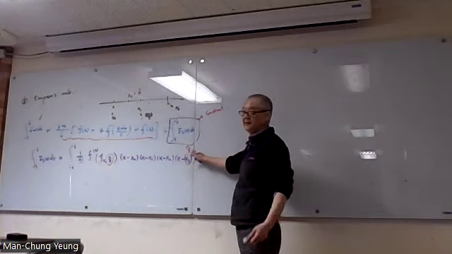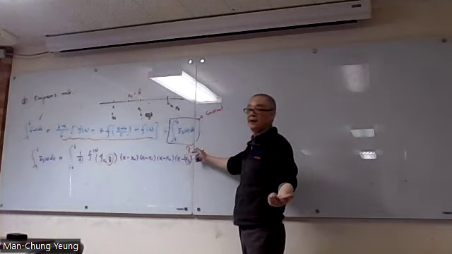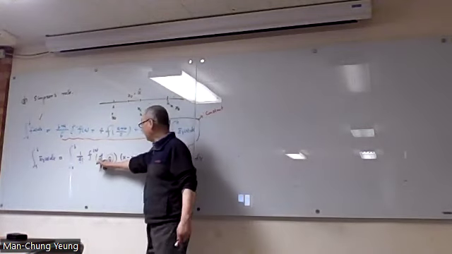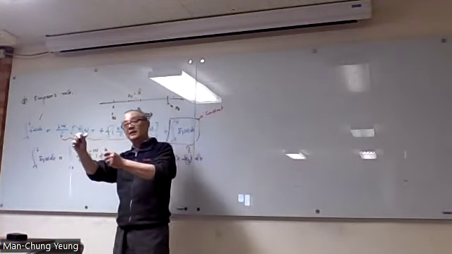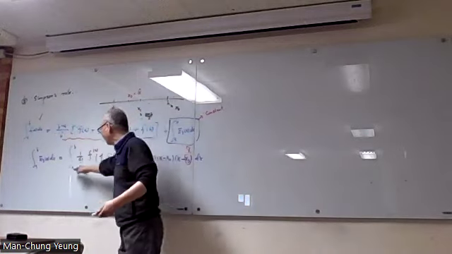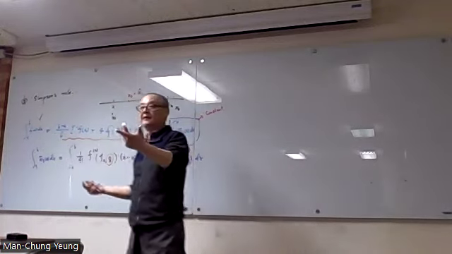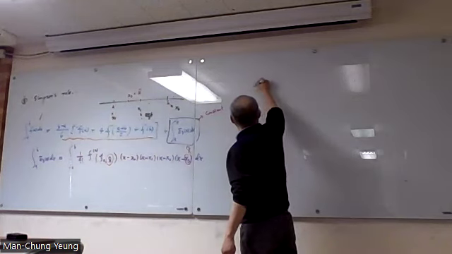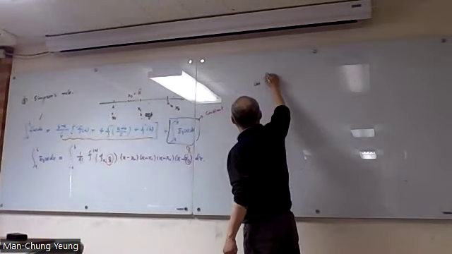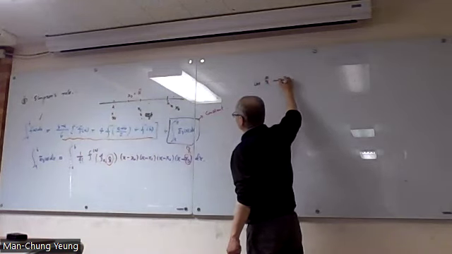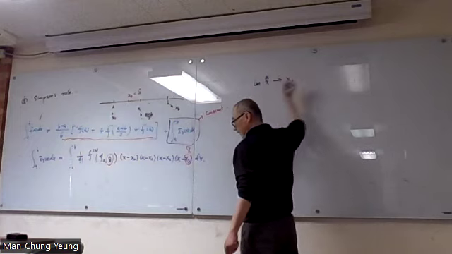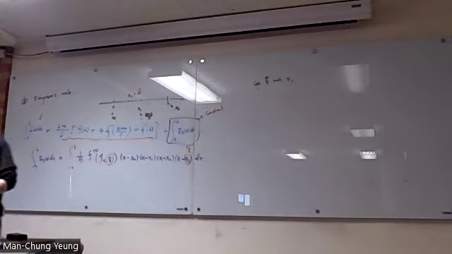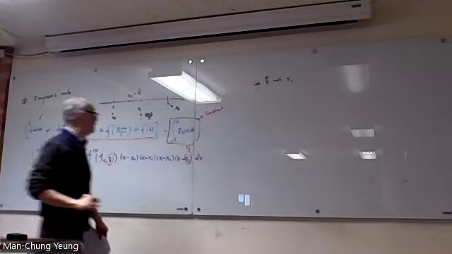Arbitrarily take x hat, any point. Then xi depends on x hat accordingly. Pick a good xi so that the integral stays constant. Now let x hat approach x1.